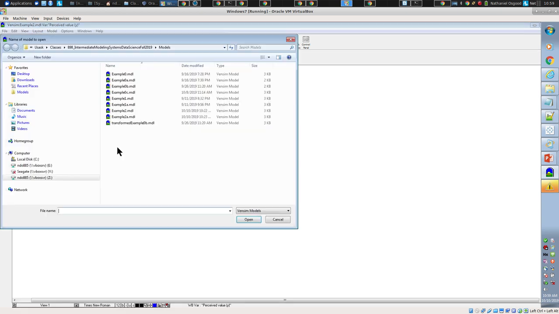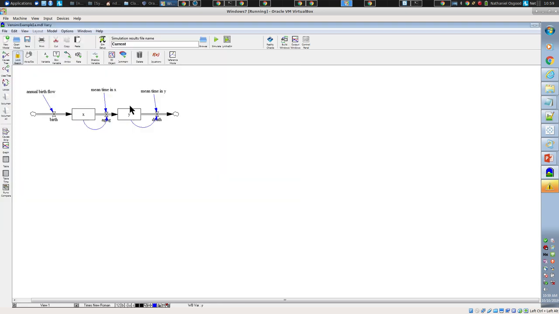Oh boy. I had it there this morning, but I must have done something to overwrite it. That's a bummer. Okay, this looks basically like it. So we had X and Y. That was our one last time, right? Flow and annual birth flow was 0.